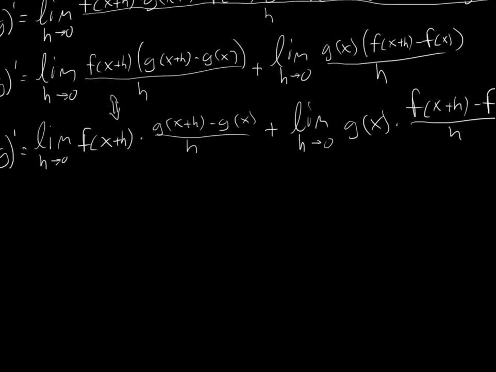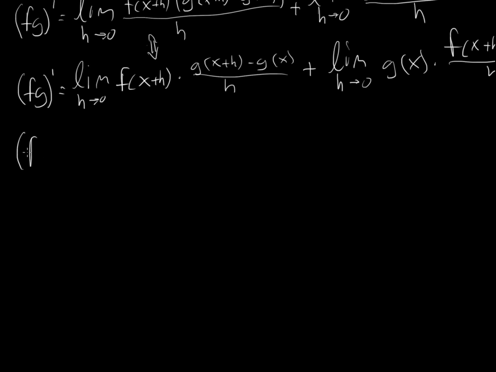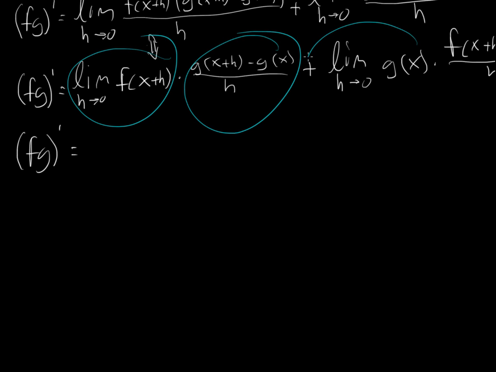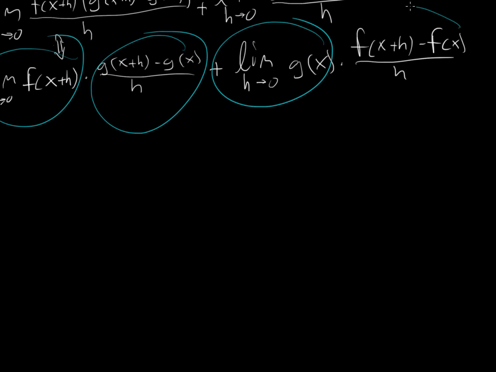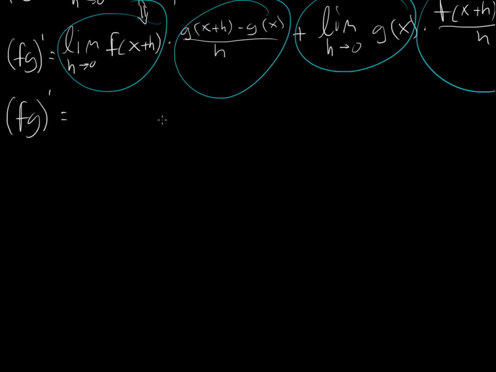And now to the next part of this proof, (fg)'. I'm going to split this up into 4 limits. This will be one limit, this will be another limit, this will be a third limit, and this will be a fourth limit. And that is perfectly fine if you know your limits. This is just a limit property.